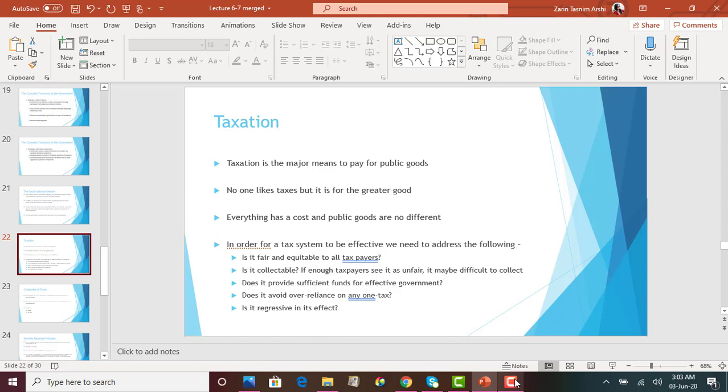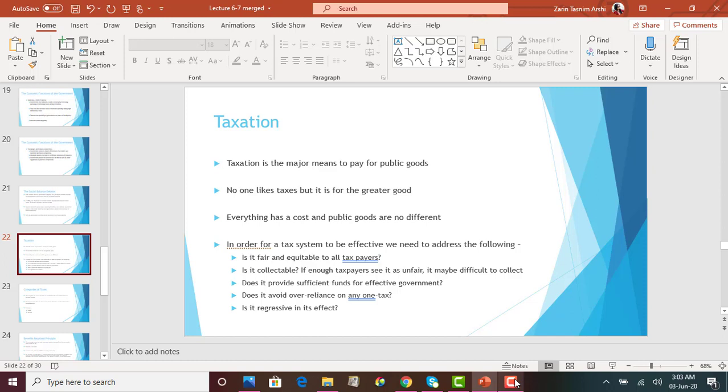So everything has a cost, and public goods are no different. So even though we said public goods do not have any direct cost, there is indirect cost, and that is through taxation. Okay, so in order for a tax system to be effective, we need to address the following questions. Is the tax system fair and equitable to all taxpayers? Is it fair and equitable?